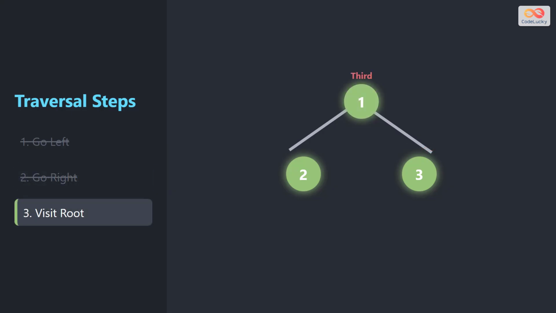Finally, after both the left child, node 2, and the right child, node 3, have been completely handled, we return to the root. Now we can process node 1. The order is 2, 3, 1.